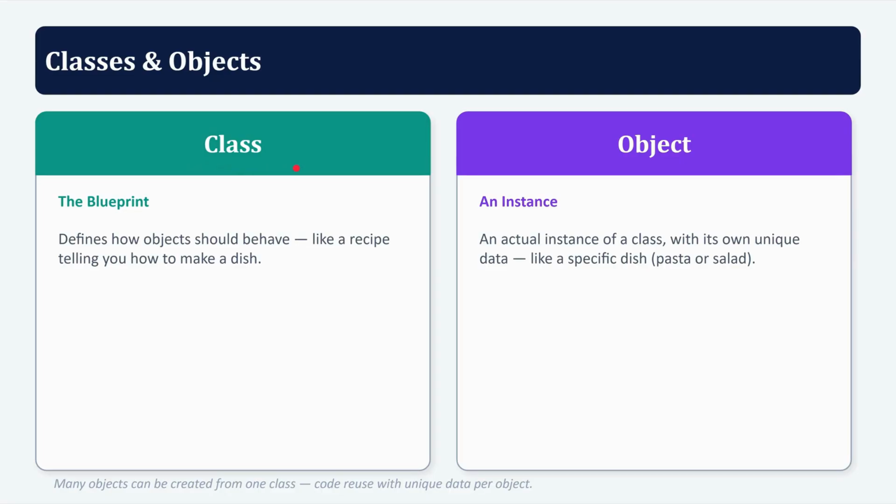So these are what they do. We have a class and an object. The class is the blueprint, so it defines how objects behave. Basically, classes look like this. For example, we have our class.